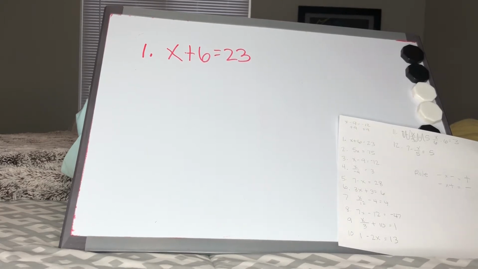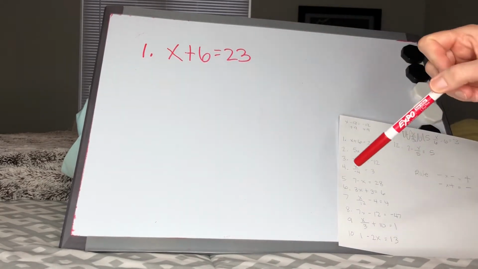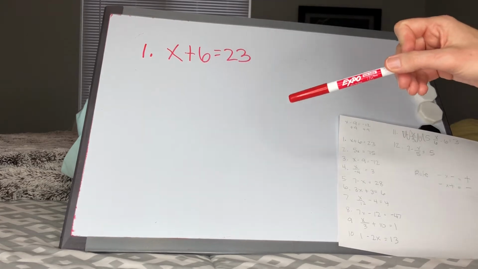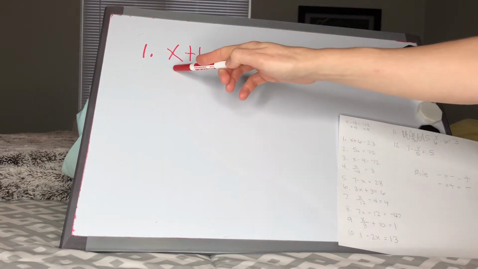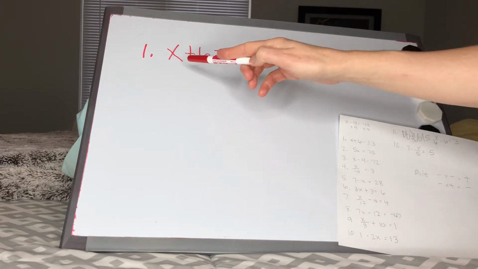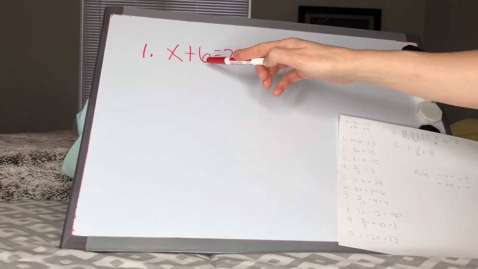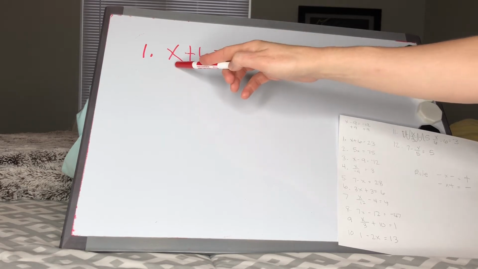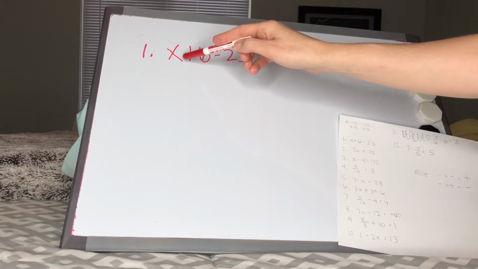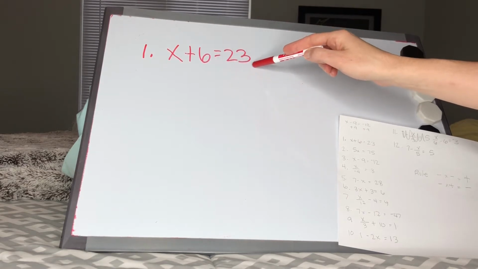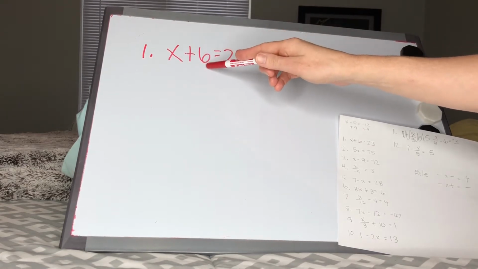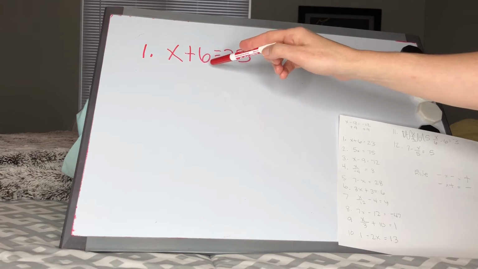Okay, so number one. Do these with me on your sheet, and hopefully I will answer the questions you have. In each of these problems, we're trying to solve for x. So on here, x plus 6 equals 23. We need to get x alone. So we need to get rid of the 6 and move it over onto this other side of the equal sign. With this 6, it's a plus 6.